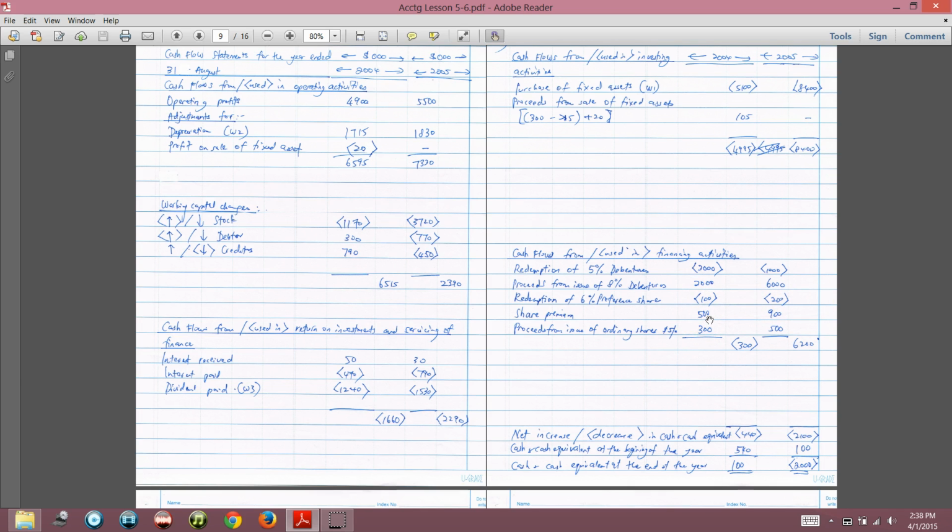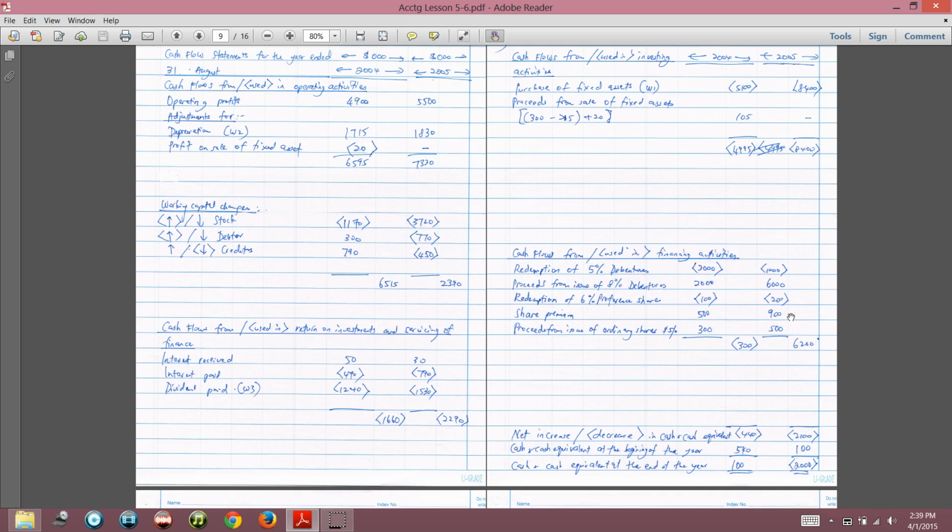Share premium account has actually increased. So what do you understand by share premium? Share premium means the share issued at above par value. So if the share premium account increase, that means it's actually money come in. So over here, I just put share premium, it's okay. So the share premium account increase, that means it's money come in, okay? The ordinary share of $5, that one is at par value. $5 is at par value.